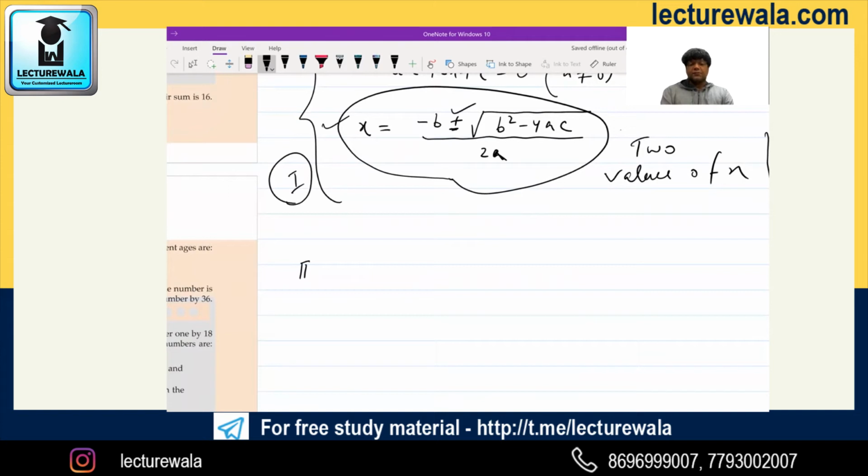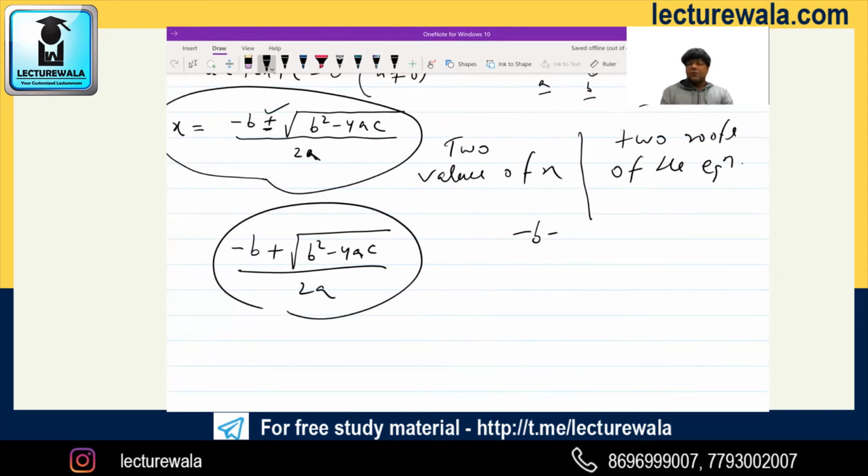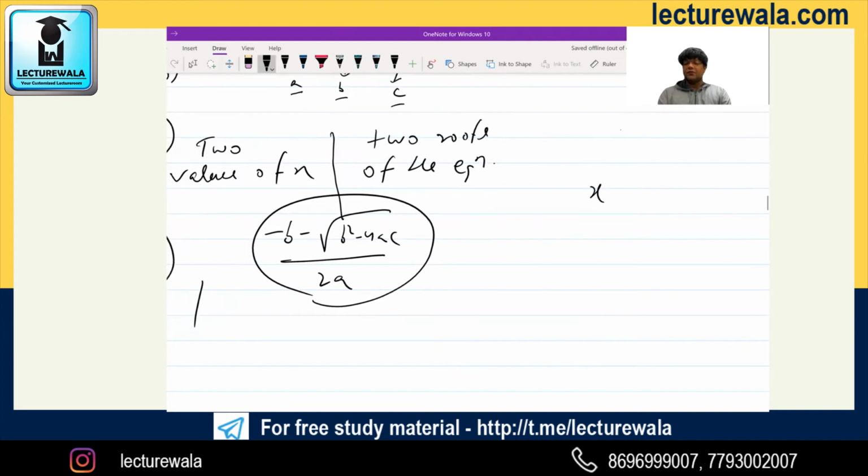Number two, guys. These two answers you will get. One will be (-b + root of b square minus 4ac) by 2a, and the second one will be (-b - root of b square minus 4ac) by 2a. These two values you'll get. See, I'm showing an example.